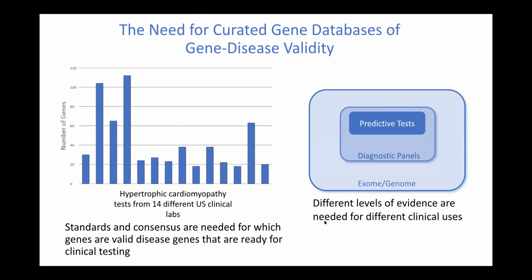And then another level of that is different levels of evidence are needed for different clinical uses, perhaps higher levels of evidence for population screening and predictive tests versus diagnostic panels where prior probability of disease is already much higher.